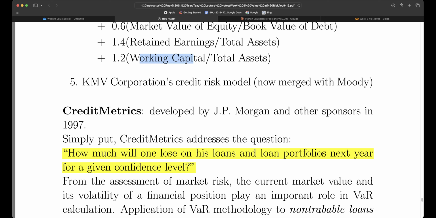Simply put, CreditMetrics addresses the question: how much will one lose on his loan and loan portfolio next year for a given confidence level? From the assessment of market risk, the current market value and its volatility of a financial position play an important role in value at risk calculation.